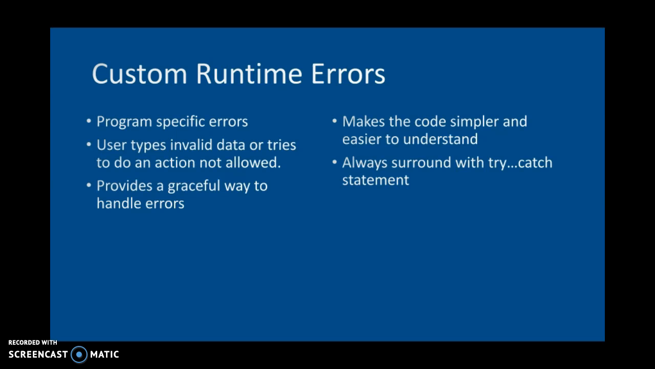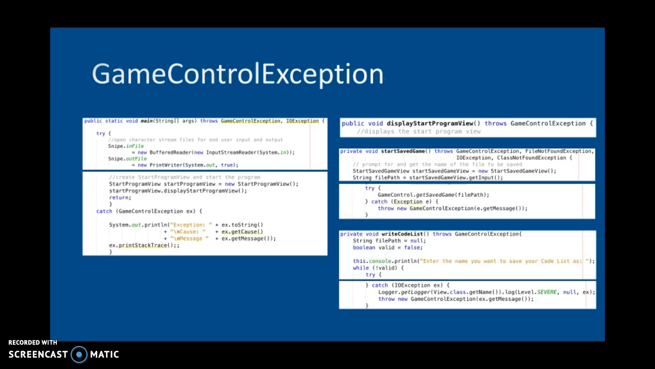Let's take a look at a custom runtime error that we created for our S.N.I.P.E game called game control exception. When a player wants to start a saved game, the program initiates from the S.N.I.P.E.java main function, which calls the display start program view. The display start program view calls the start saved game view. If the player chooses to view the report on the codes he has previously collected, the write code list is called. Each step in this process can throw a game control exception error should something go wrong.